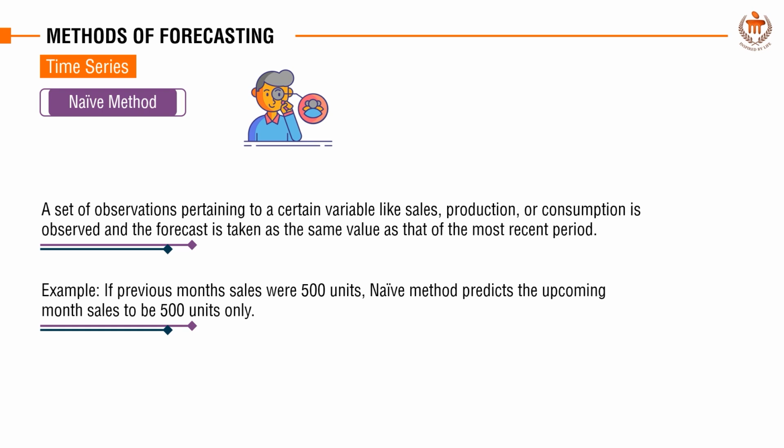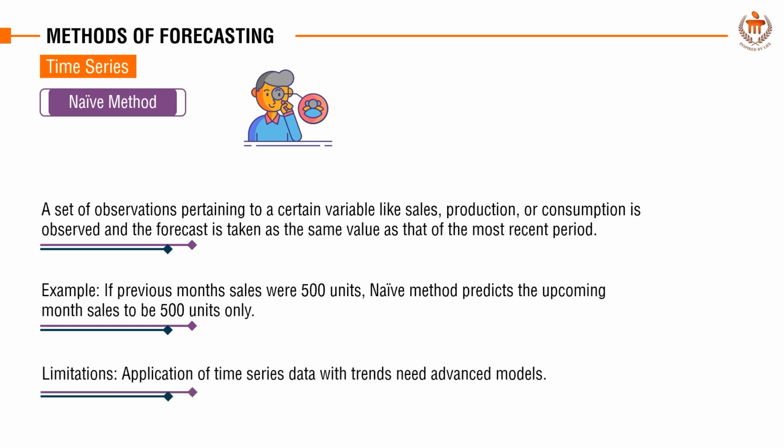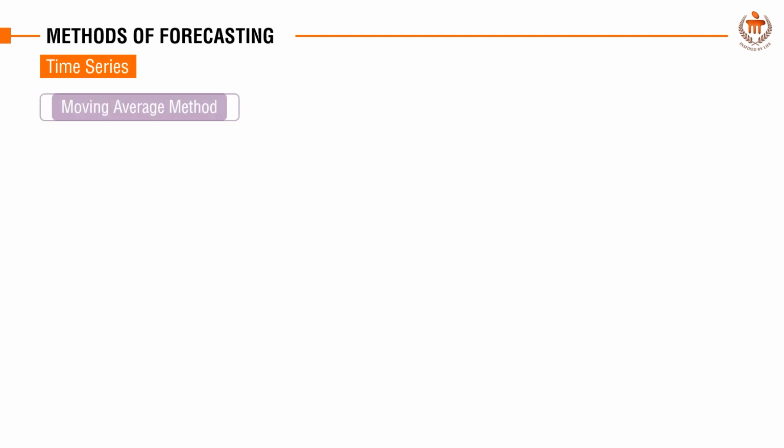So the key advantage of this method lies in its simplicity, as it requires no complex calculations or assumptions about the underlying data. However, its limitations become apparent when applied to time series data with trends or seasonality, where more advanced models like exponential smoothing or ARIMA would be more appropriate. The naive method is often used as a benchmark to evaluate the performance of more sophisticated forecasting models.